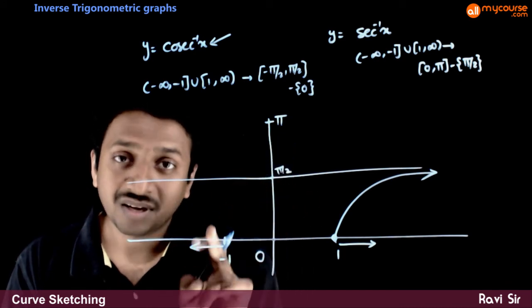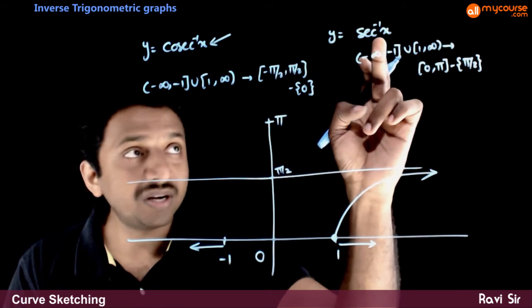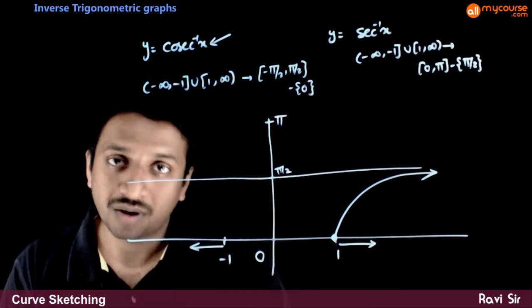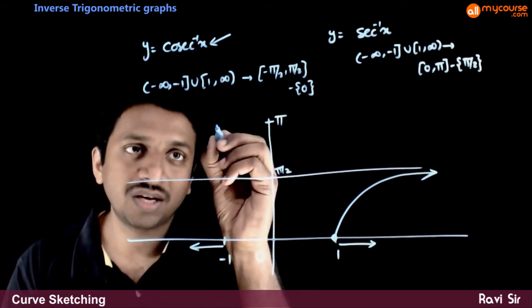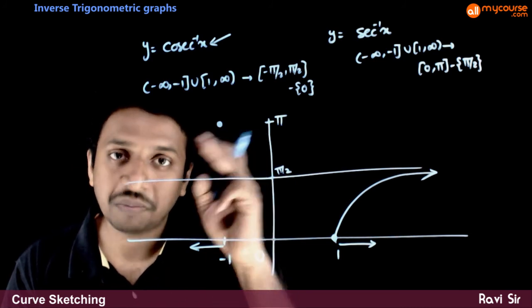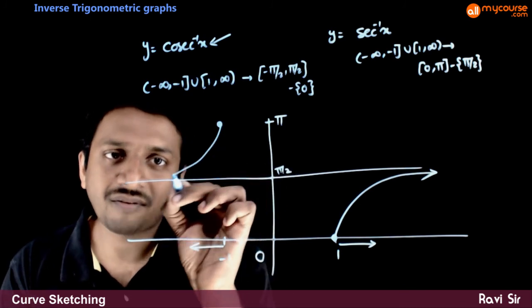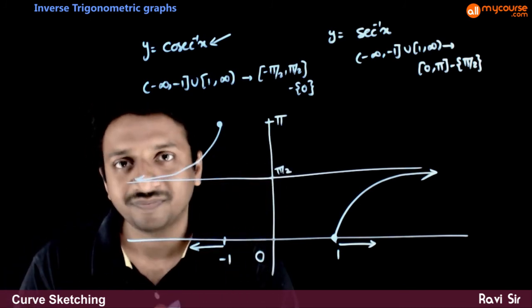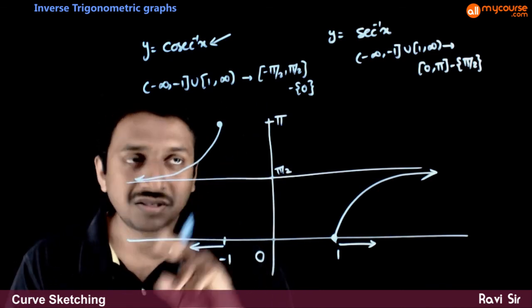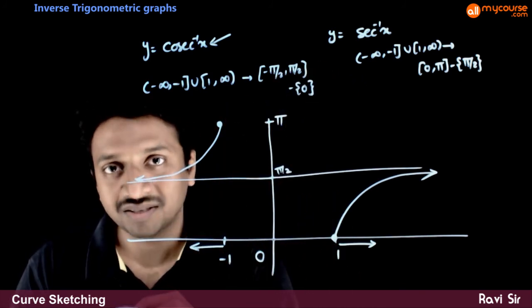Similarly, if you go with negative numbers, if I put negative numbers in the place of x, you get angles in the second quadrant. Secant inverse of minus 1 is pi. And it has to asymptotically touch this line. And the graph looks like this. So this is the graph of secant inverse.